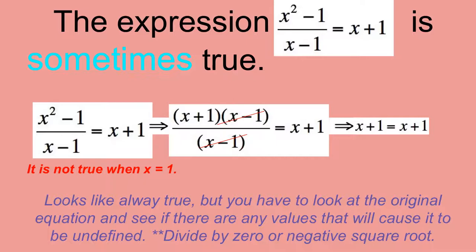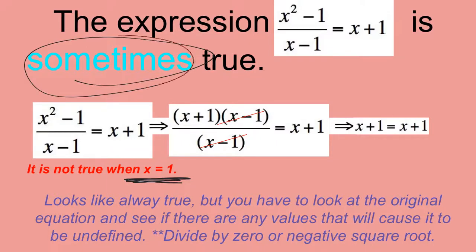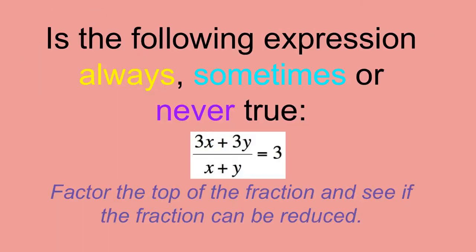Okay, so then in looking at it, it's not true when x equals 1. Therefore, that is my sometimes statement. So it's sometimes true, because x can't be positive 1, because you would have a divide by 0.